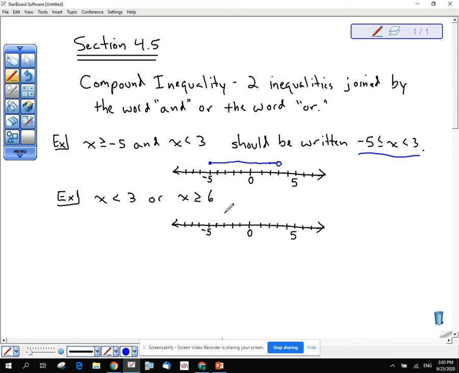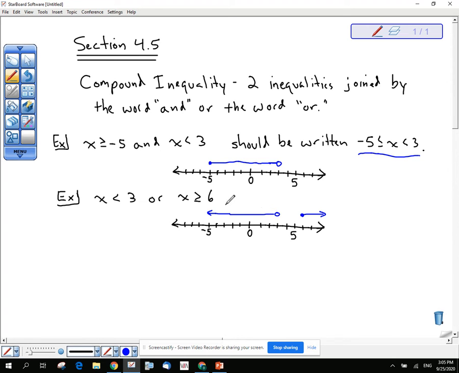X is less than 3. Here's 3. That's this way. X is greater than or equal to 6. Here's 6, and that would be this way. Notice that they're going away from each other, right?